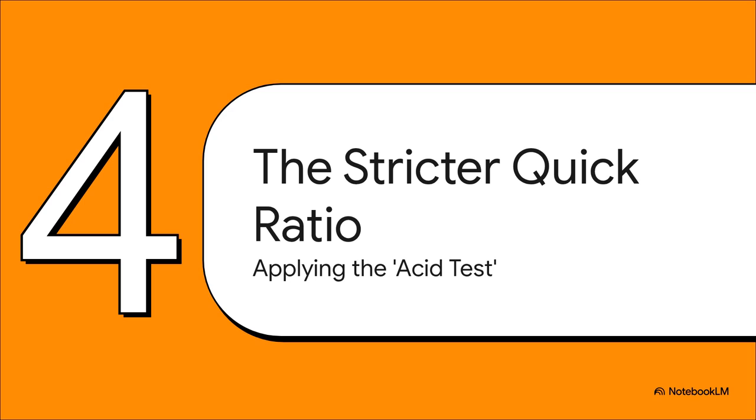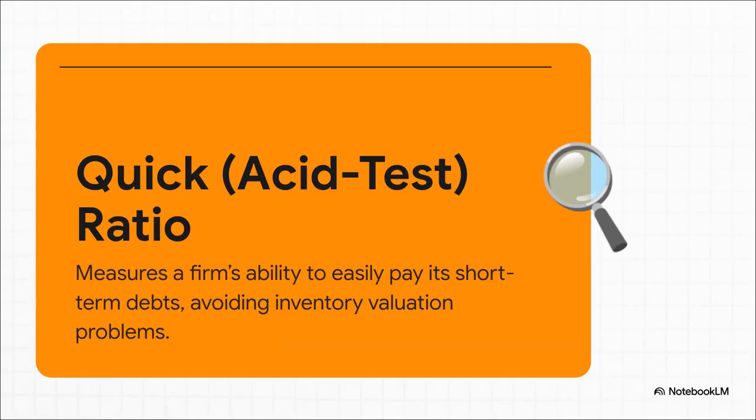And that weakness, that flaw in the current ratio, is the exact reason we have a tougher, more skeptical measure. So let's bring on the quick ratio, which is also called the acid test ratio. You know, that name acid test is perfect.